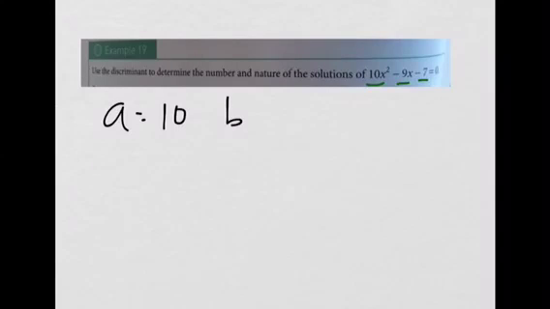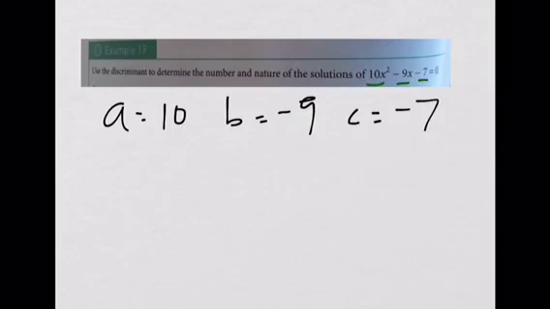Okay, just a quick example of a discriminant question now from the text on page 38. Example 19 asks us, use the discriminant to determine the number and nature of the solutions of 10x squared minus 9x minus 7. So first we want to identify our a, b and c values. So a equals 10, b equals negative 9, and c equals negative 7. Remember the negative signs, don't forget them.